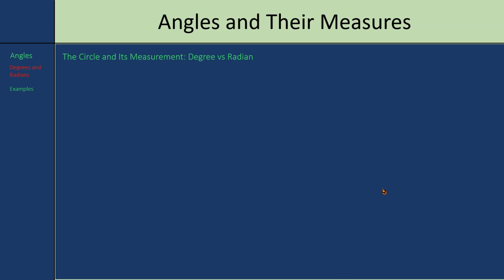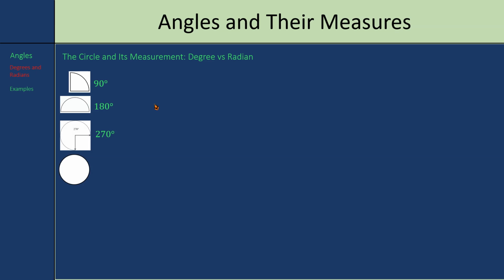All right, let's talk about the circle and its measurement in terms of degrees and radians. You should have a pretty good idea of what degrees are, right? A quarter of a circle is 90 degrees, because the angle there is 90 degrees, a right angle. A semicircle is 180 degrees. Three-quarters of a circle is 270 degrees, and a full circle is 360.